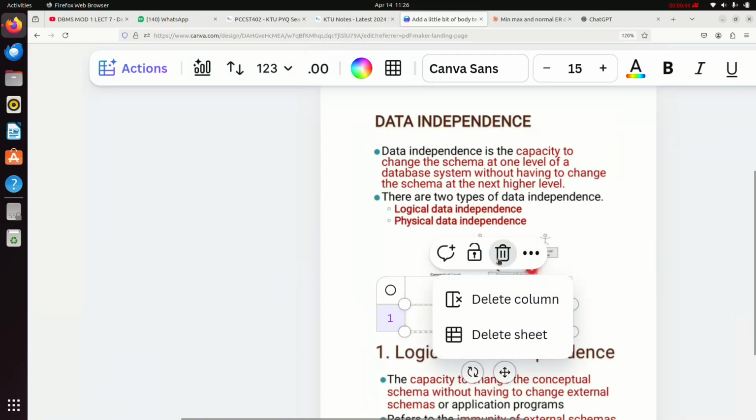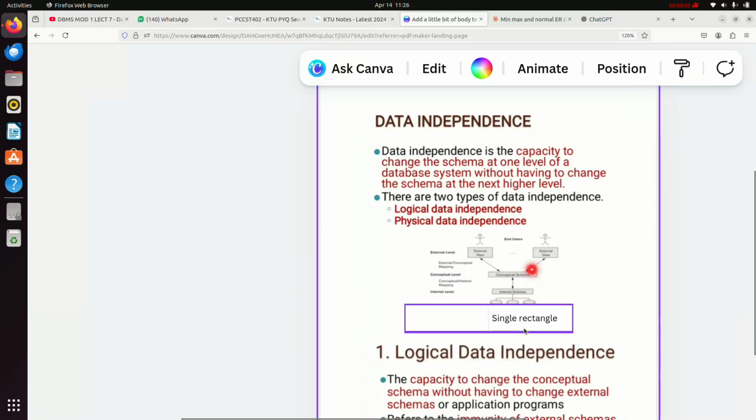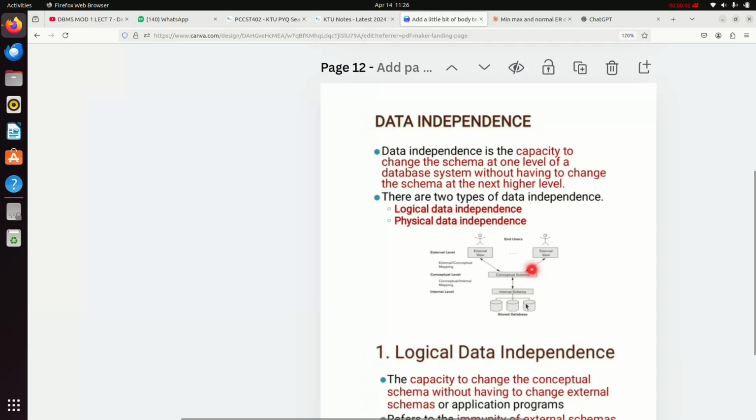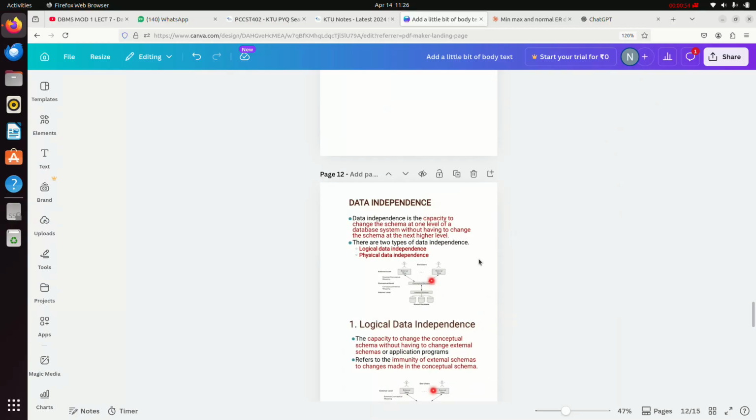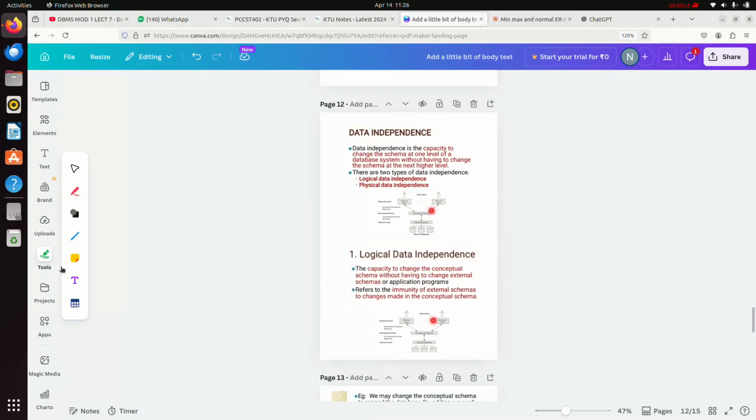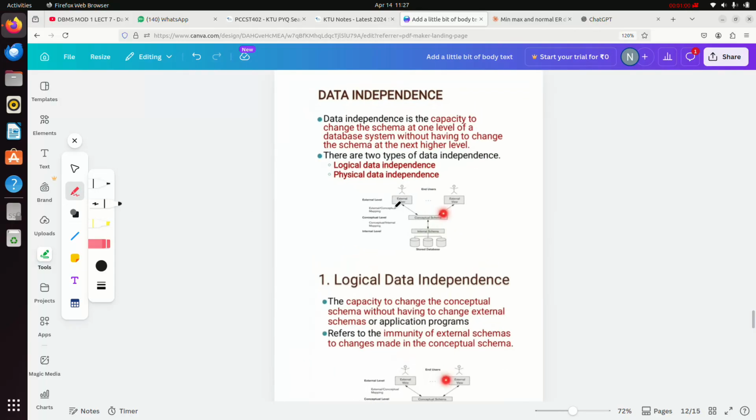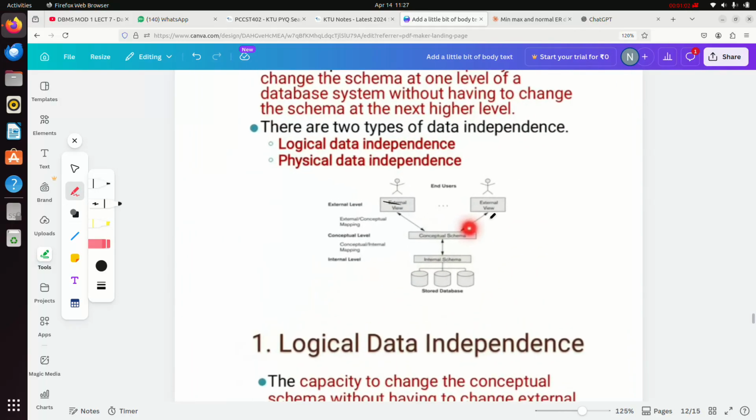You have an external level, conceptual level, and internal level, right? So this is what is there in the 3 schema architecture. You have the external view, you have the conceptual view, and then you have the internal schema.